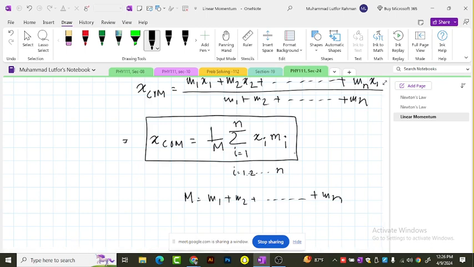Right? That's the general formula to find the center of mass. A student asks: Sir, what is that thing above the M? 1 over M.